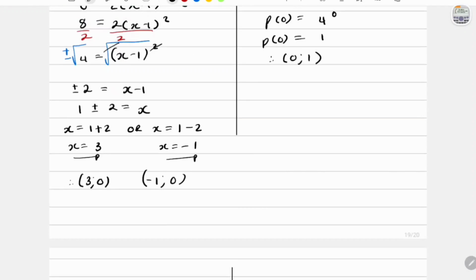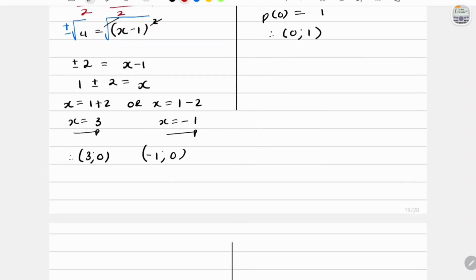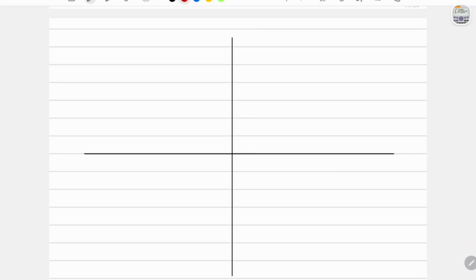To sketch the graphs, I actually want us to start with the exponential because I feel like it's easier to draw. With the exponential graph, you just have to first draw the asymptote. So let's draw that asymptote first. We know where it is. It's here. Even if you drew it as a dotted line, it won't show because you're using a pencil. So just show them that you have that asymptote there.